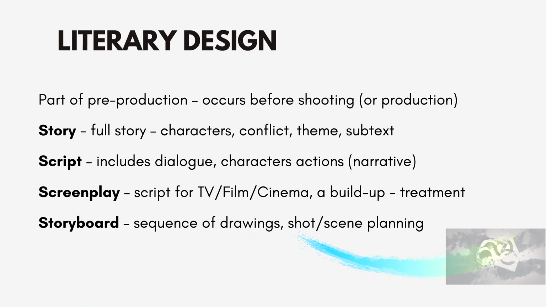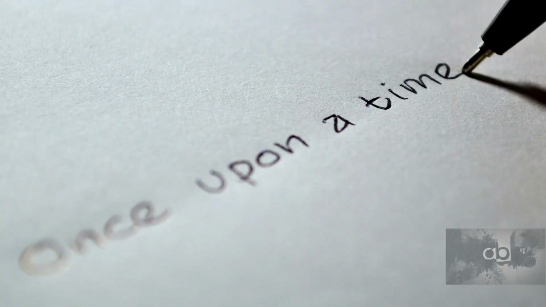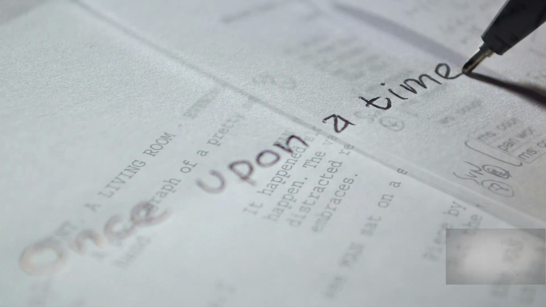Next, we have literary design. Literary design is a part of the pre-production of a film, which means that it occurs before the film is shot, which is the production stage of a film. It normally involves a bulk of the work and ought to take care of the story of the film. Now, the story of the film will involve a treatment through a script and a screenplay.